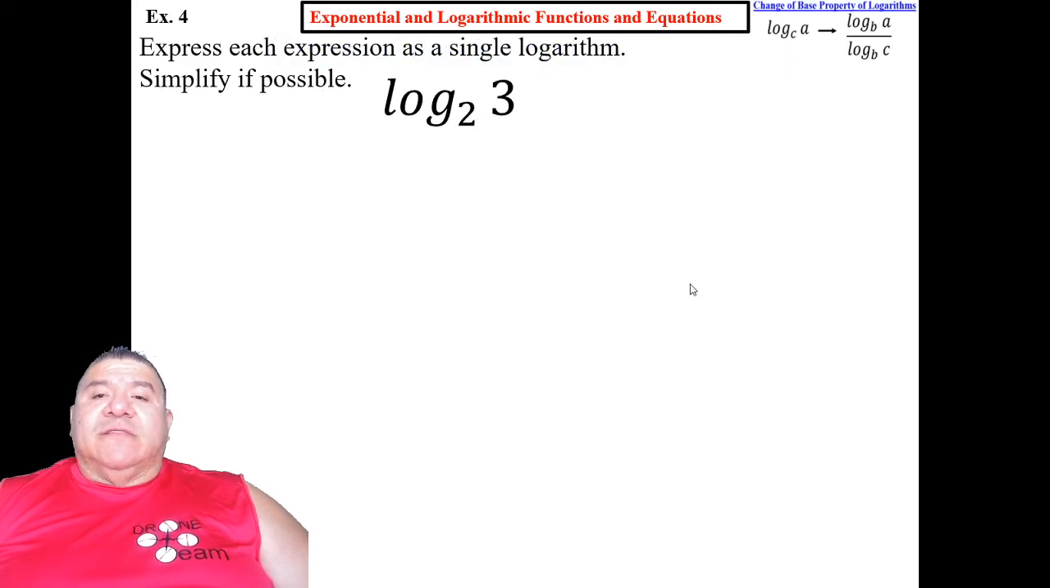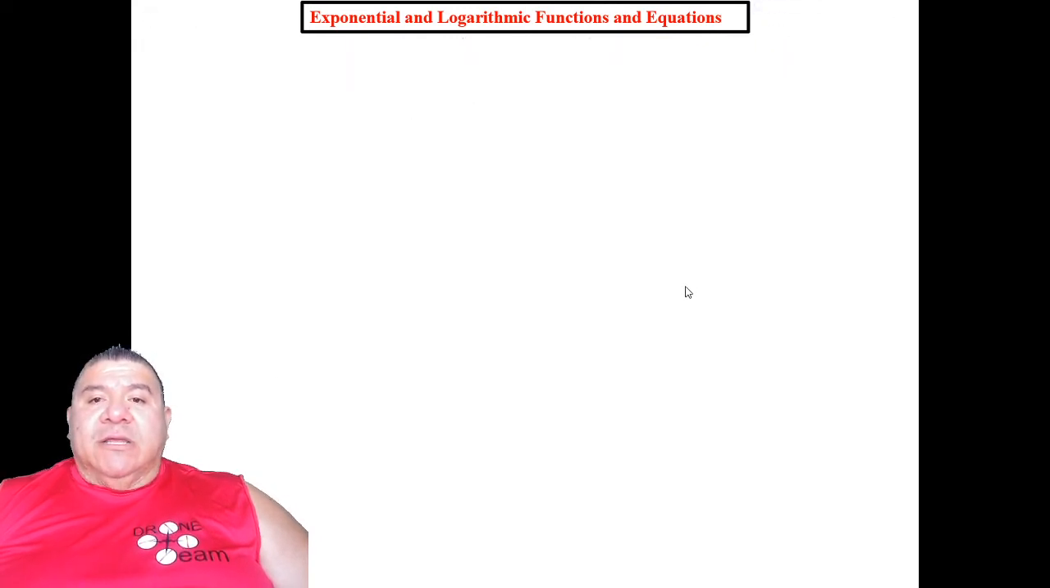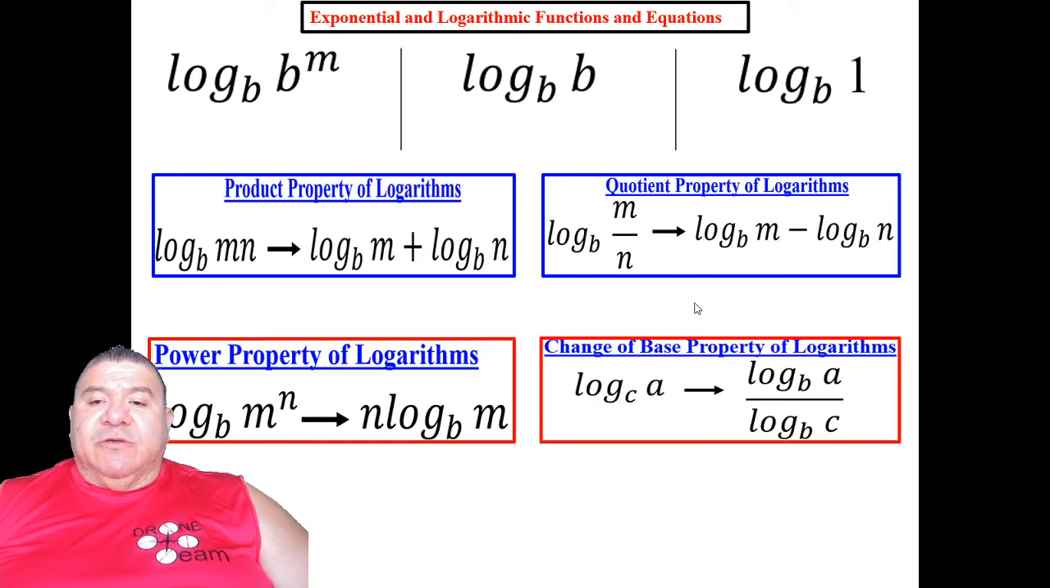So from there, we did this one, and then from there we went into a review to make sure that we understood that we got all the definitions down, the properties such as product property, quotient property, power property, and change of base property. So this was all a review.